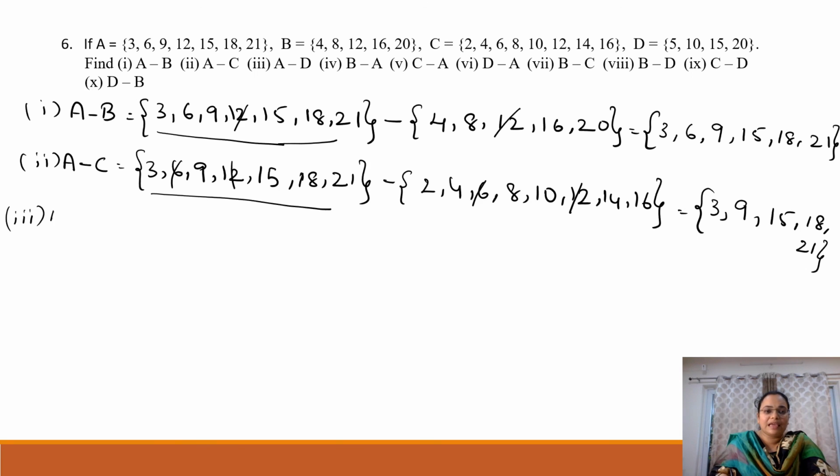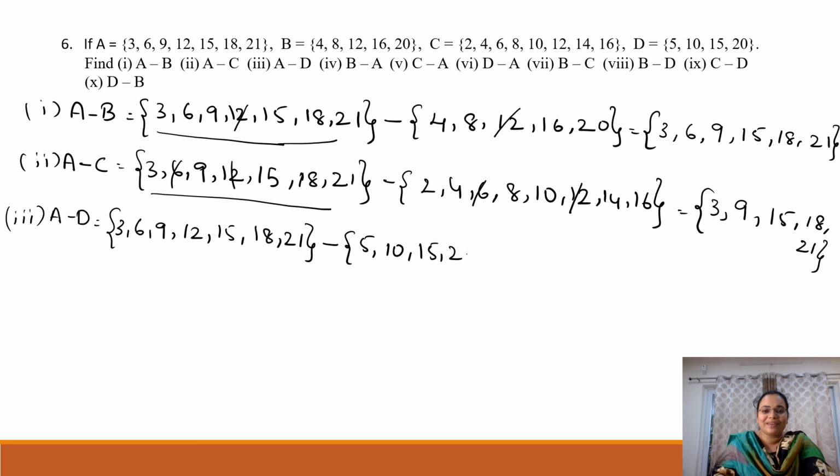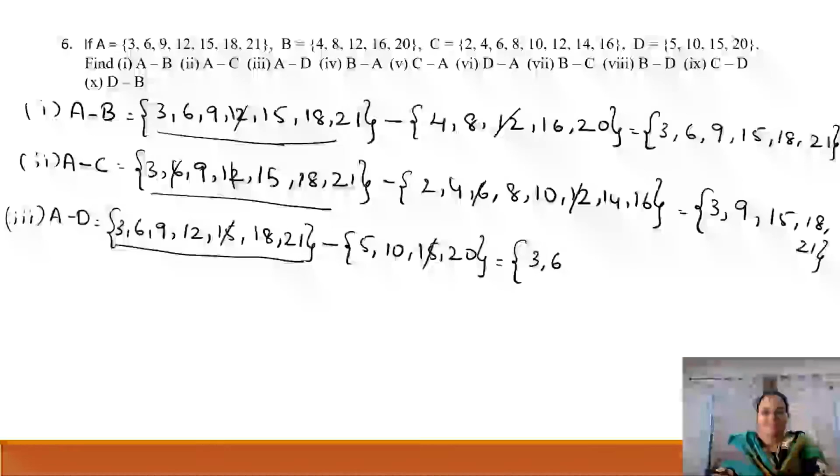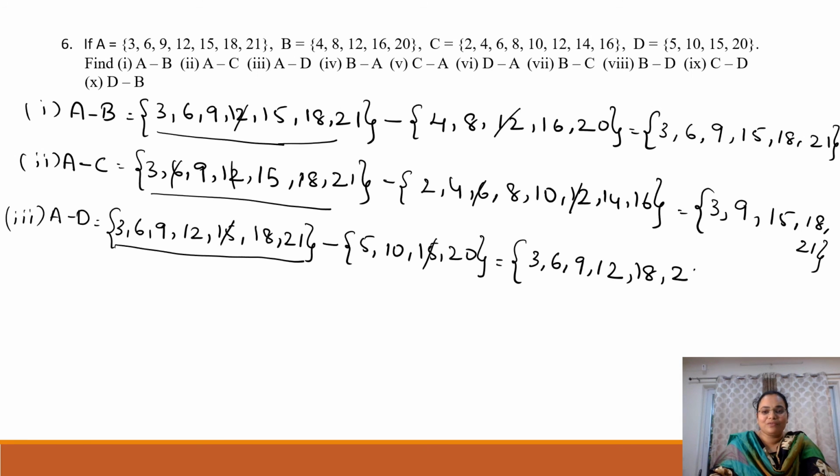So in the same way, the third one is A minus D. A is 3, 6, 9, 12, 15, 18, 21, minus D, which is 5, 10, 15, 20. Yes. So what are the elements which are common? That is 15. So we need to write the remaining elements of A: 3, 6, 9, 12, 18, 21.